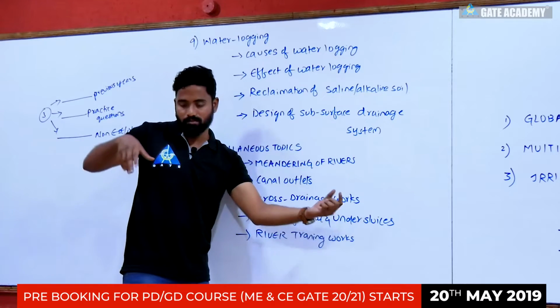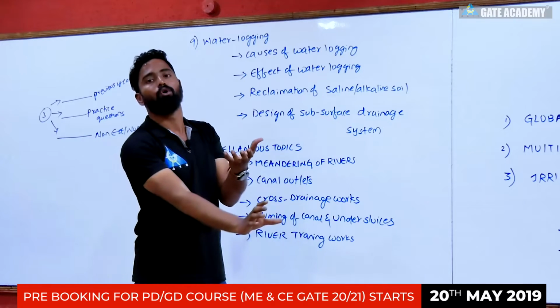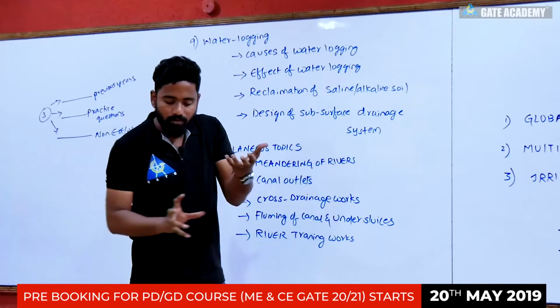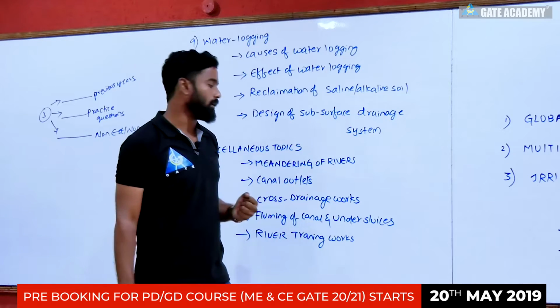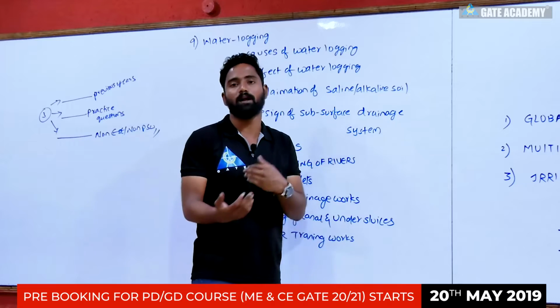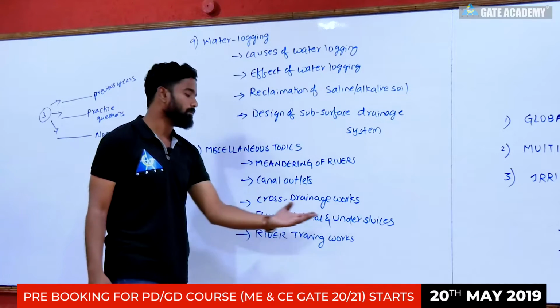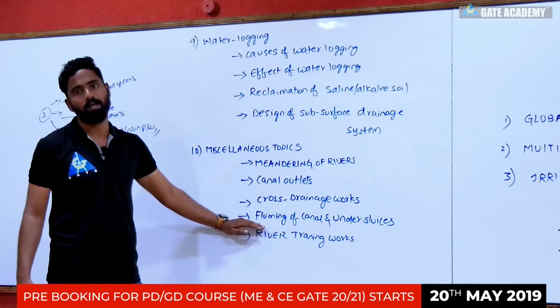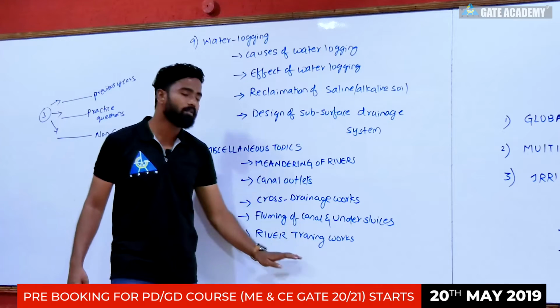And under sluices means you are providing a sluice below and you are transferring the canal water under it. That is the under sluices. What are its advantages and disadvantages will be discussed, but not the design, whereas fluming of canal designs will be discussed here. Next, river training works.